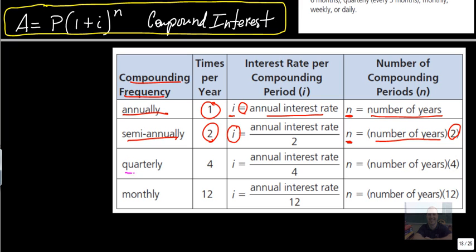Okay. Quarterly is 4 times a year. You know, a quarter is 1 over 4, right? So it's 4 times a year. And the I value there is the annual interest rate divided by 4. And the number of compounding periods would be 4 times for every year, or the number of years times 4. Monthly, obviously, is 12 times per year, so annual interest rate divided by 12. And the number of years times 12.